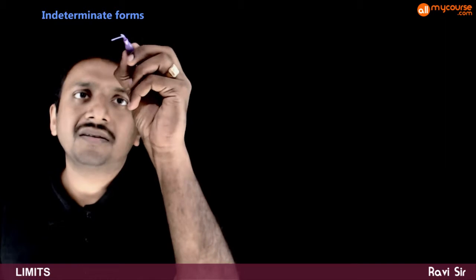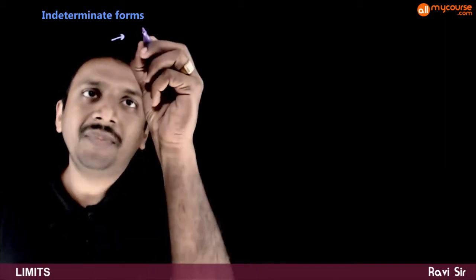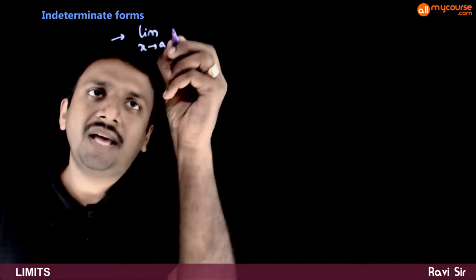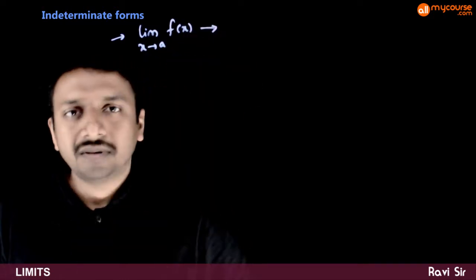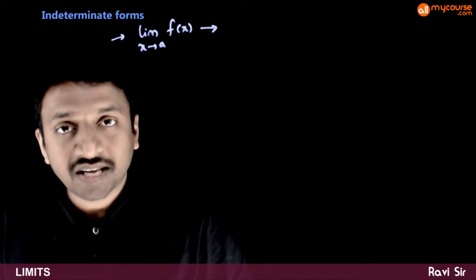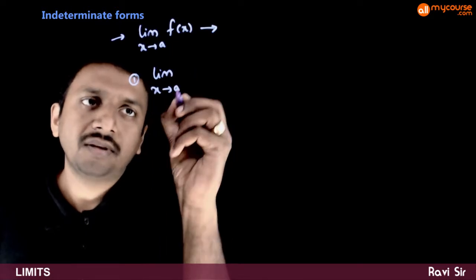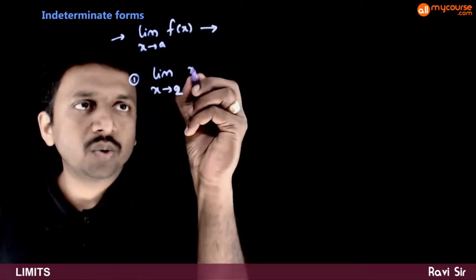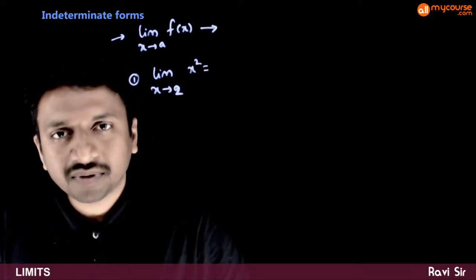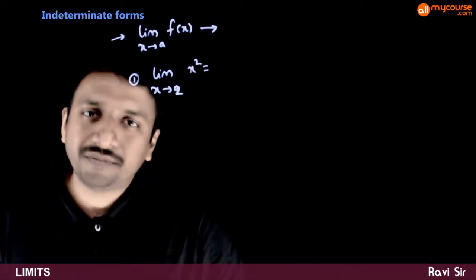So now let us try to understand what are the complications that come in finding the limits. So till now, whatever functions we have taken are very easy functions. If I have to find a limit as x tends to a of f of x, how do I do it? Let us take an example: limit as x tends to 2 of x square. This limit is not very difficult to find.